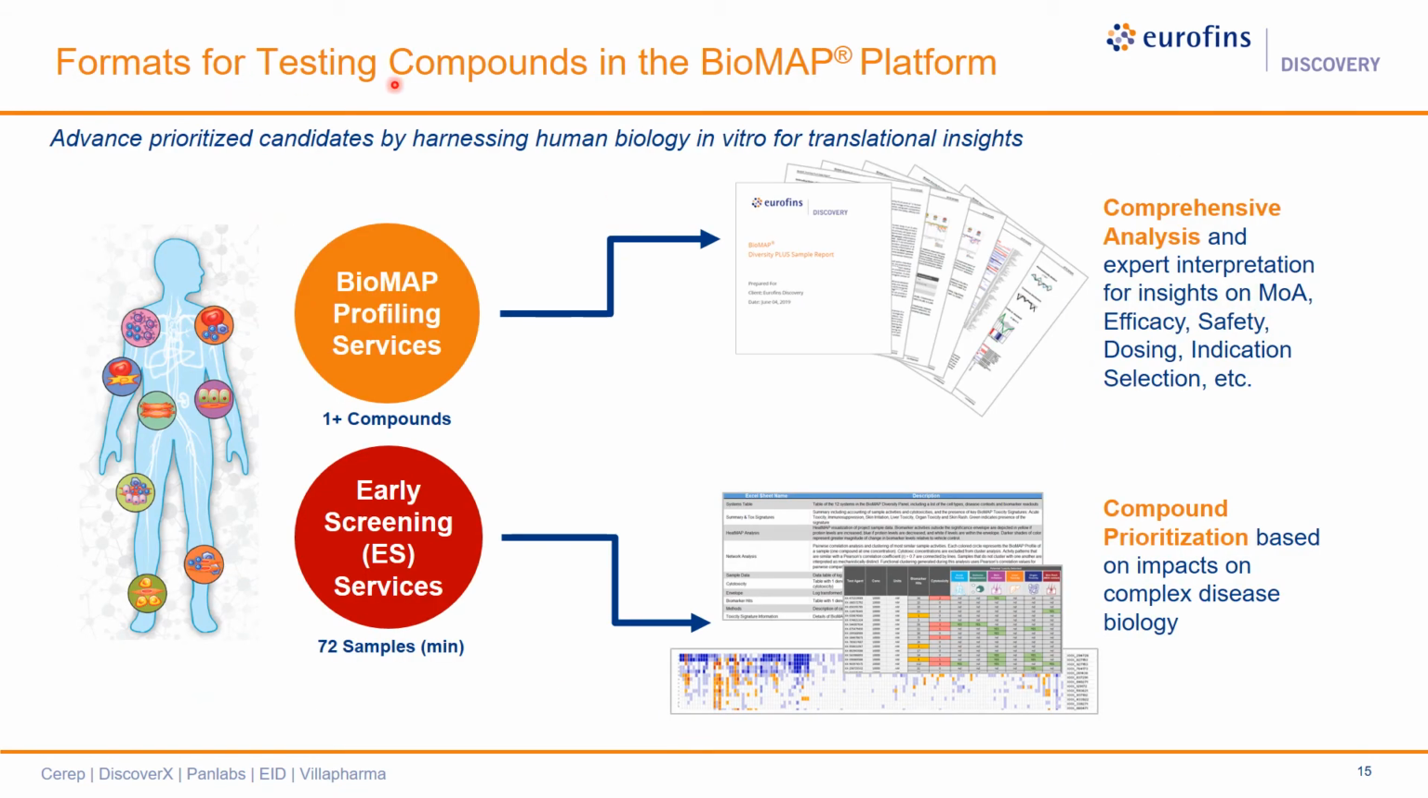BioMAP testing is offered in two formats: profiling and early screening. BioMAP profiling is designed to provide a deep and comprehensive characterization of more advanced or later stage compounds, with analysis and interpretation from our reference database to provide key insights on biological outcomes. Early screening services involve more streamlined processes and deliverables designed to test larger numbers of earlier stage compounds in order to rapidly de-risk, debulk, and differentiate chemistry.